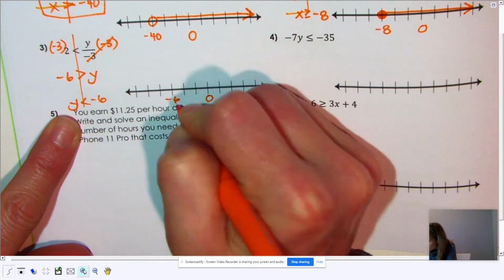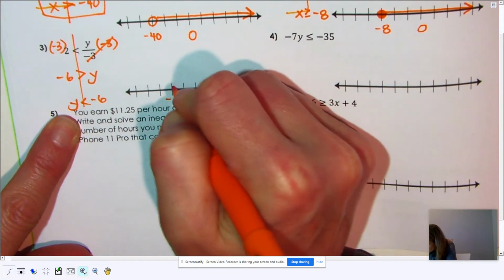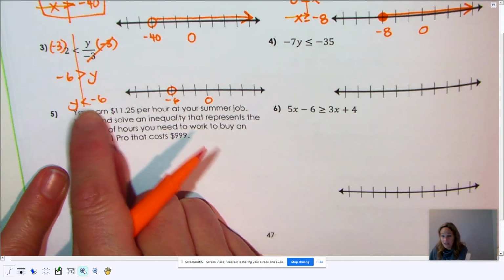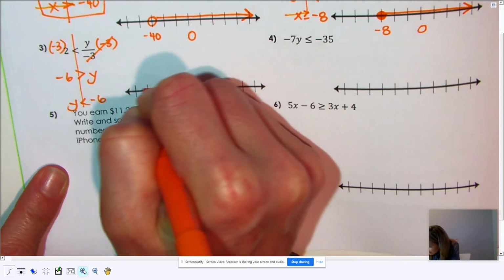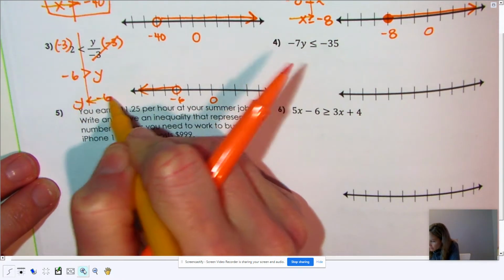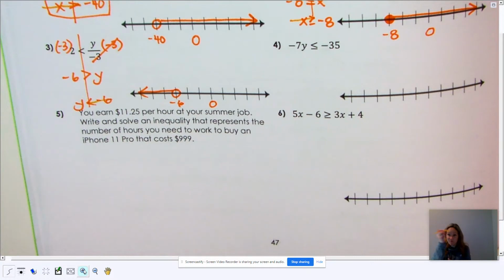Remember, -6 somewhere over here on the left side. I've got an open circle. I look to see, is it equal to? Nope, so I don't color it in. And then y is less than, so I'm going to go to the left. And again, we can use our secret shortcut. The line tells us to go to the left.